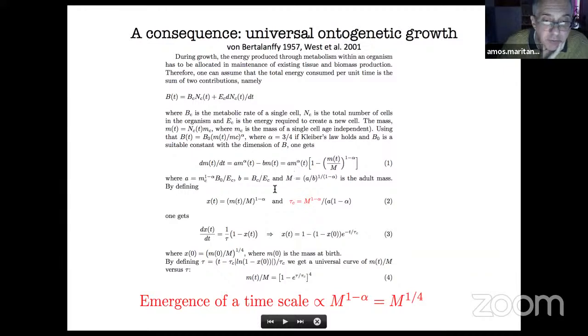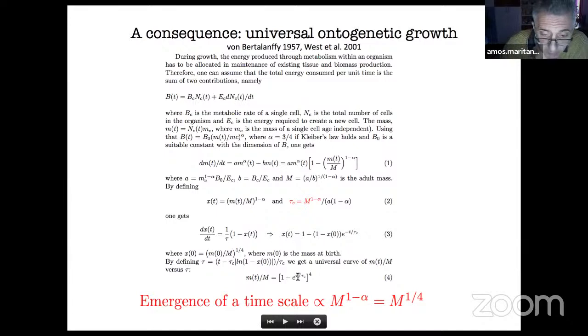If we make a small change of variables and we introduce a dimensionless variable, which is M over capital M, where capital M is the adult mass, we can transform the equation for the growth into equation one. After we change the variable in terms of dimensionless variables and in terms of a characteristic time, which is this, the red part, we get an equation for X, which is very simple to integrate, and this gives equation three. So at the end, we find that the mass of an organism should increase like equation four is indicating.